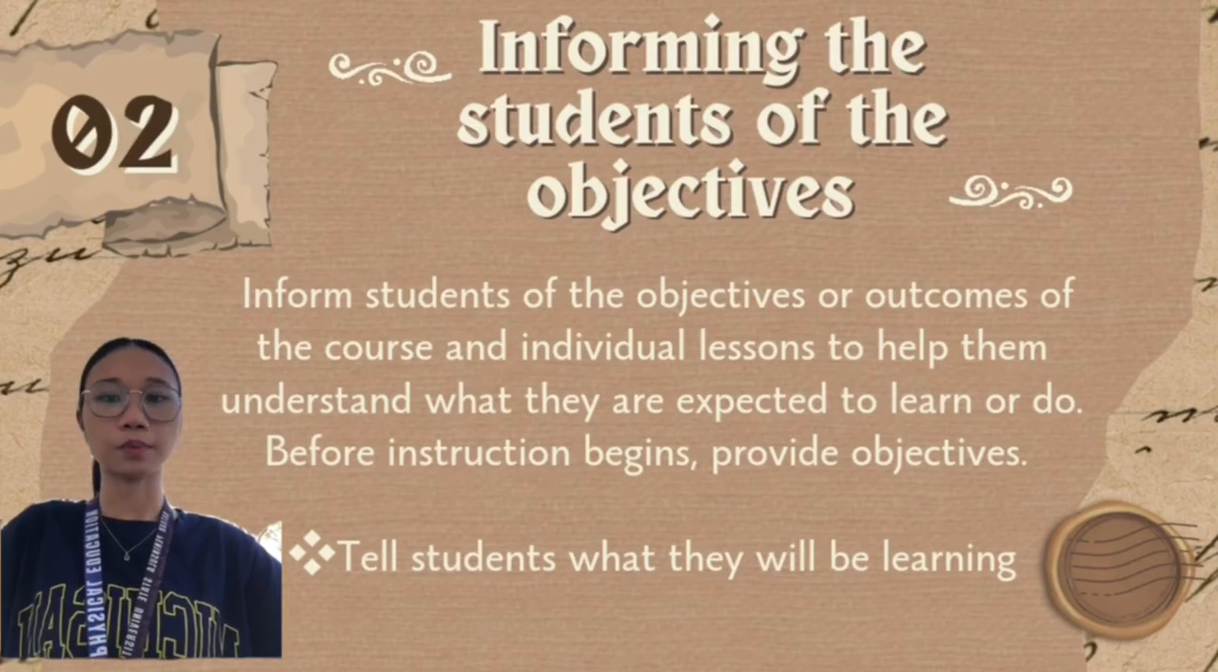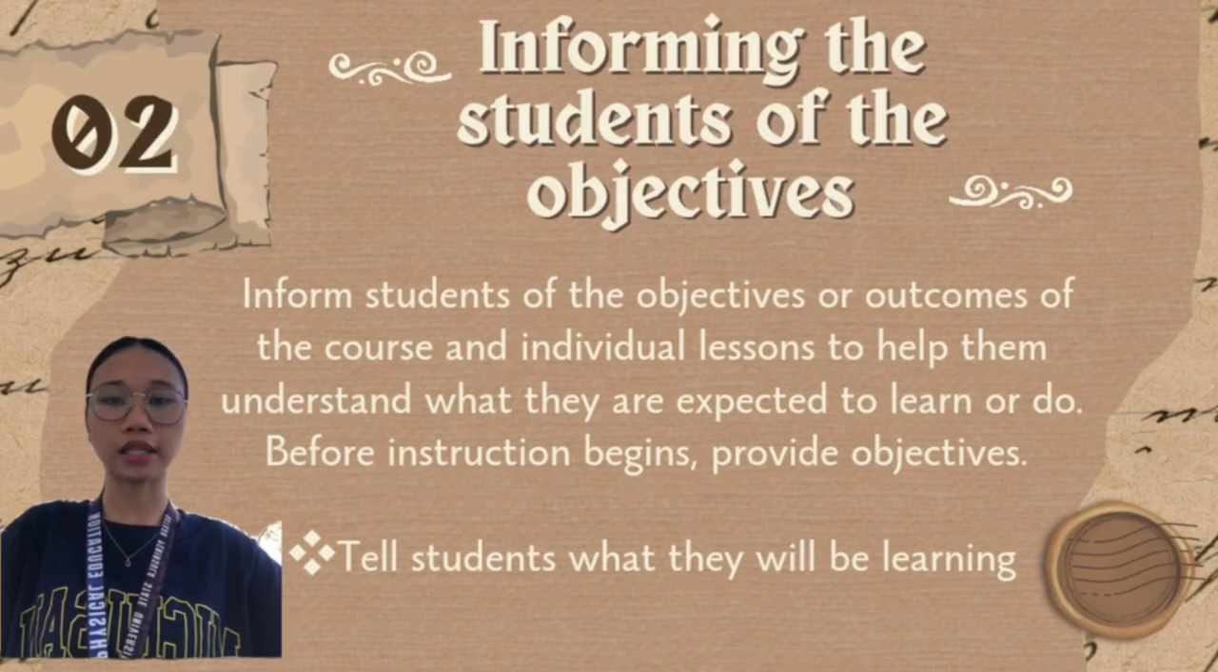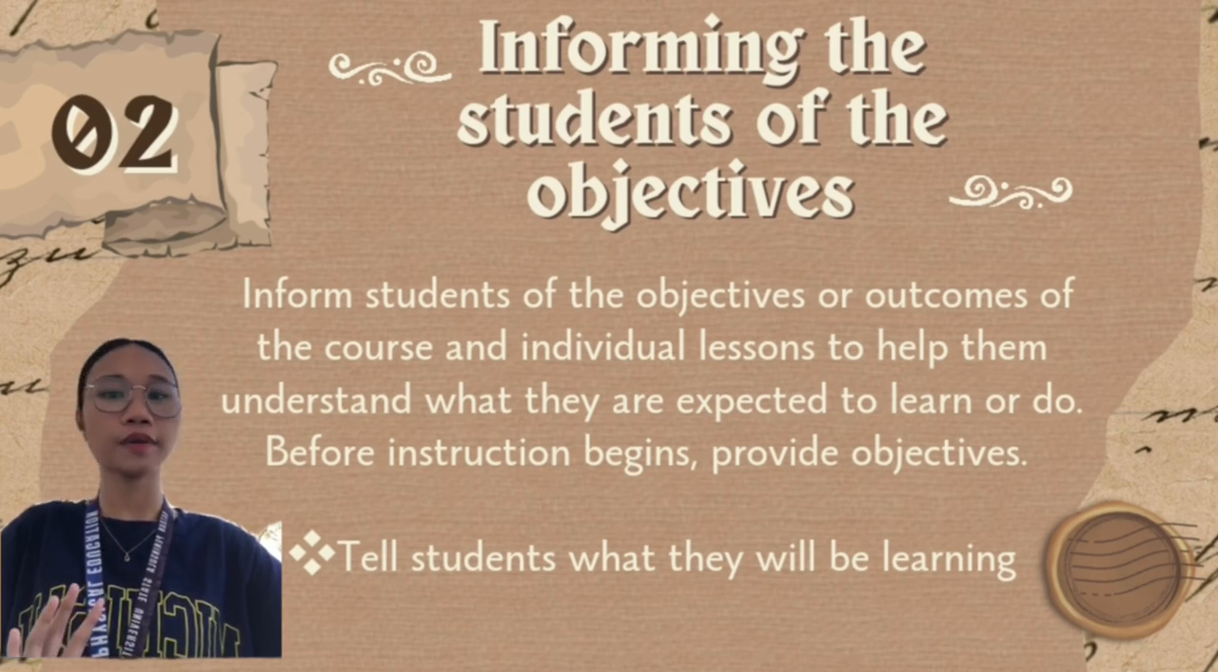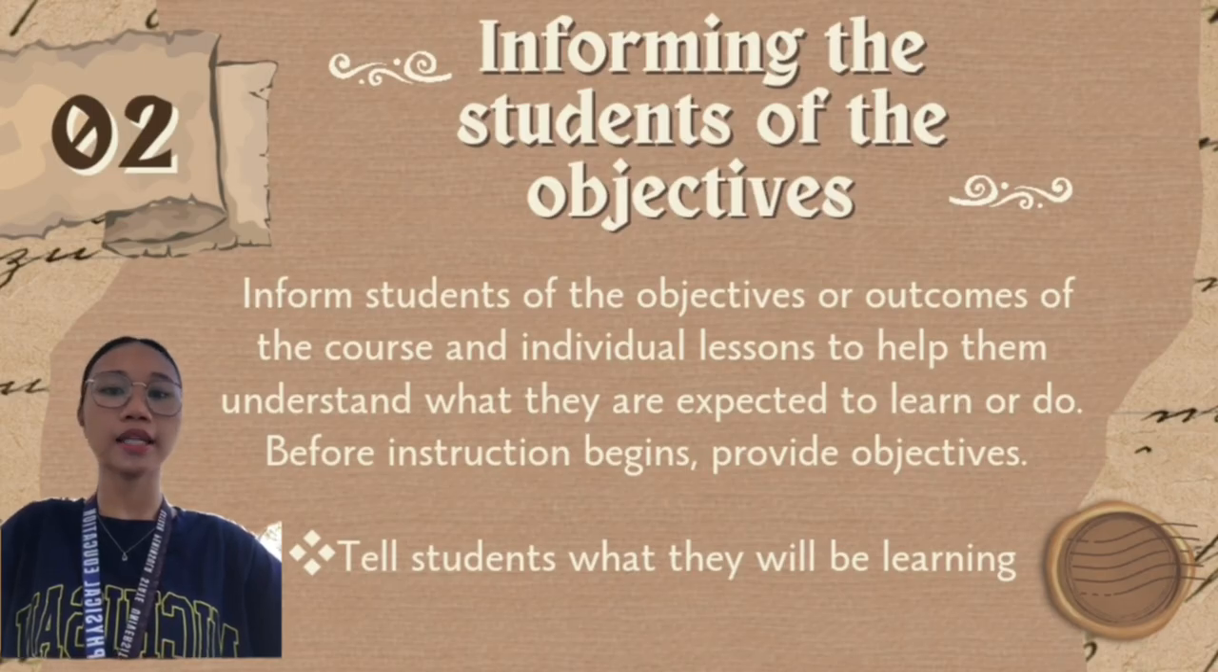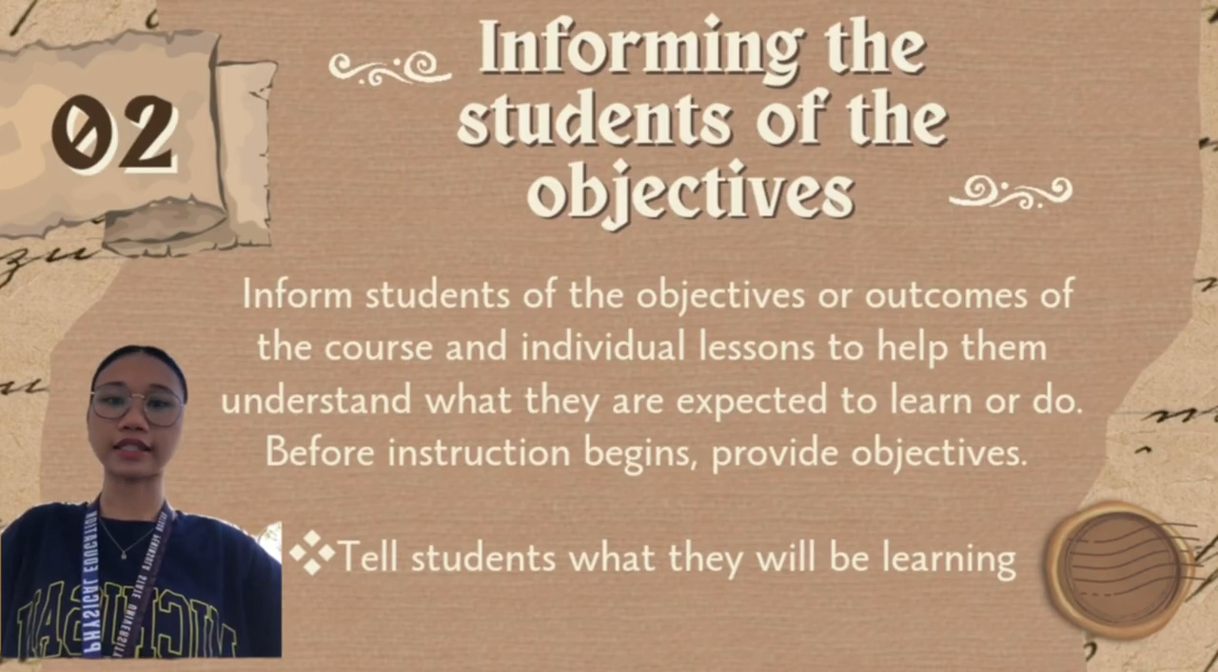Fourth is improved self-assessment. Knowing the objectives helps students assess their own understanding during and after the lesson, which promotes reflection and self-directed learning. Fifth is sense of achievement. When students can see the learning goals at the start and can check off their progress toward achieving them, it enhances their sense of accomplishment and confidence.